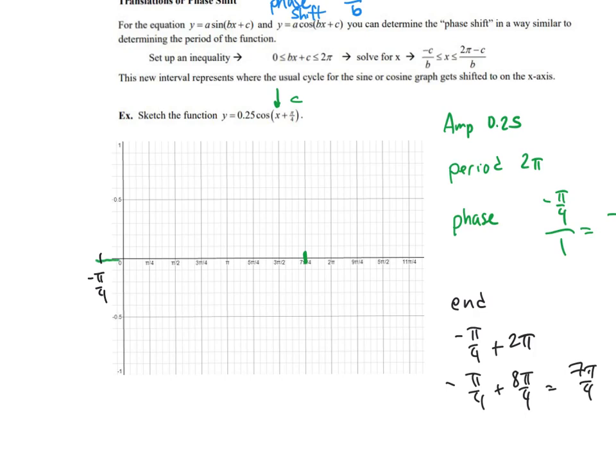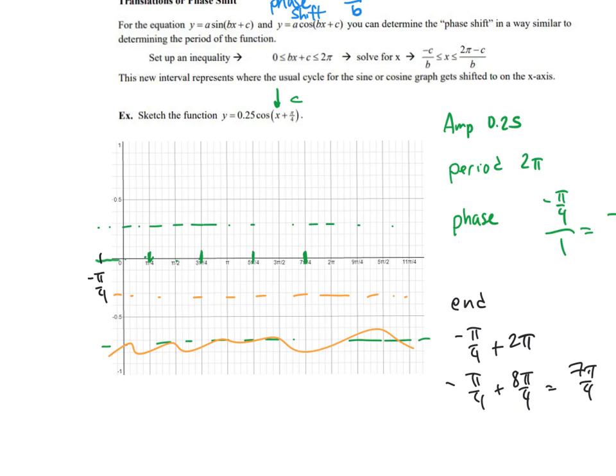Now, as far as the middle, you can think about it, we have 1, 2, 3, 4, 5, 6, 7, 8 full spaces between negative pi over 4 and 7 pi over 4. So if we go 1, 2, 3, 4, this should be my middle. And then if I go 2 spots there and 2 spots there, those are my other key points. Now 0.25 is somewhere around here because this is 0.5 and 1, so somewhere like there. And it's cosine, so this is 0.25, I did 0.75 down there.